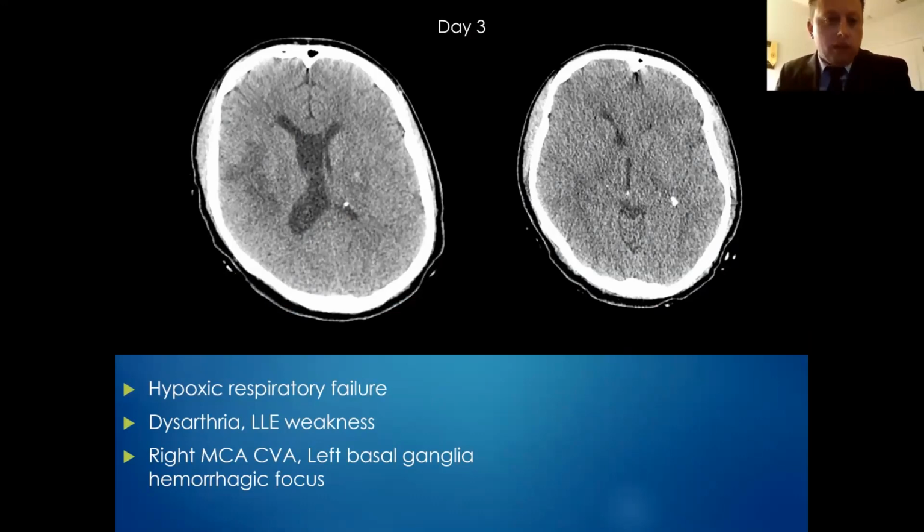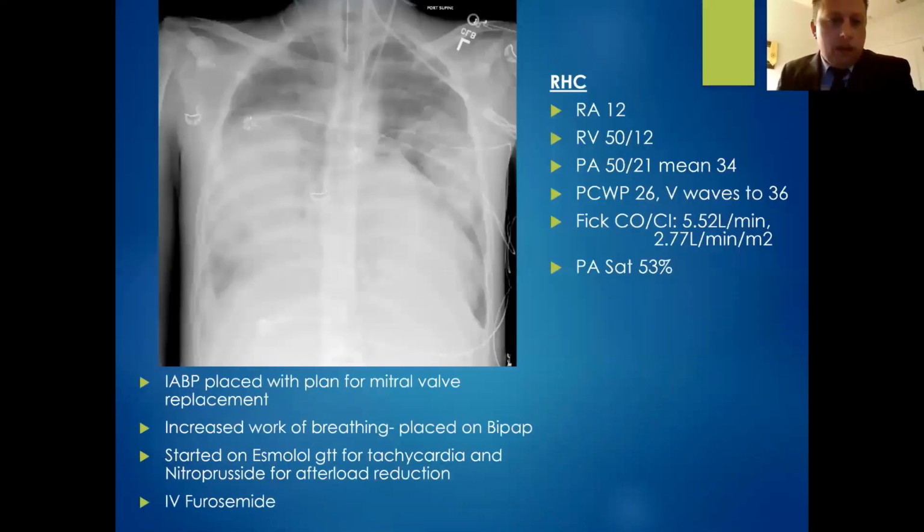He was transferred to the cardiology service, and a right heart cath was placed as the patient had worsening pulmonary edema as well. So initial right heart cath has an RA pressure of 12, RV 50/12, PA was 50/21 with a mean of 34, wedge of 26 with V waves, all the way up to 36. This is due to the severe MR. And a thermodilution cardiac output of 5.52 and an index of 2.77. So not terrible, but the hemodynamics suggest that he is volume overloaded.